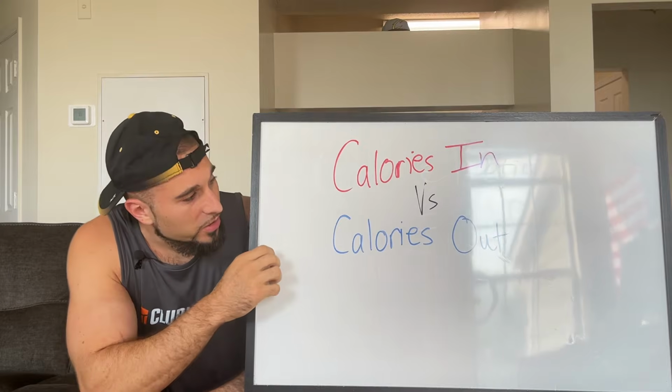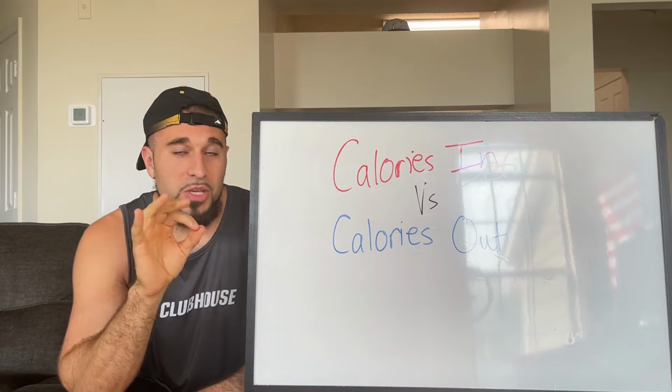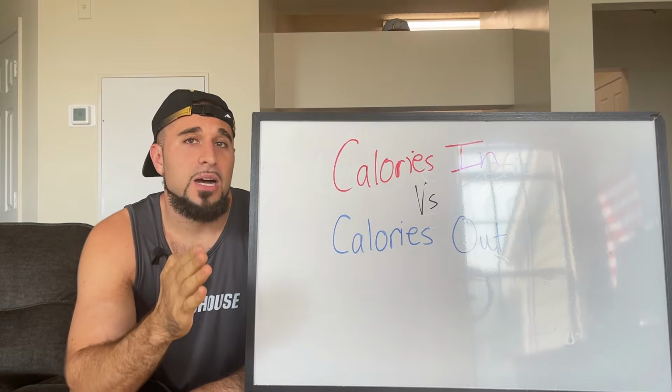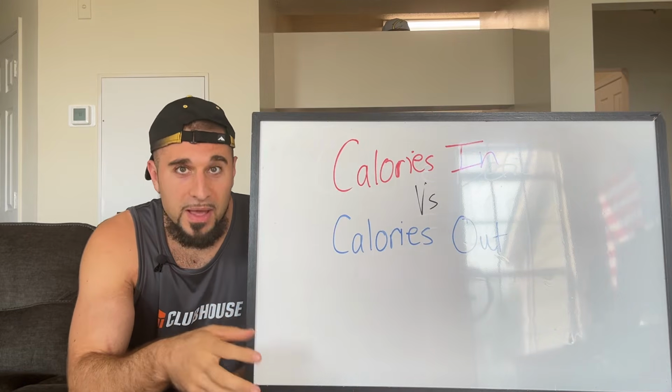You've probably heard of this term before, calories in versus calories out. The human body needs energy to survive. Energy comes in the form of calories. A calorie is just a unit of measurement of energy.